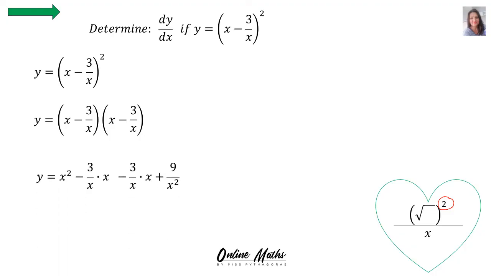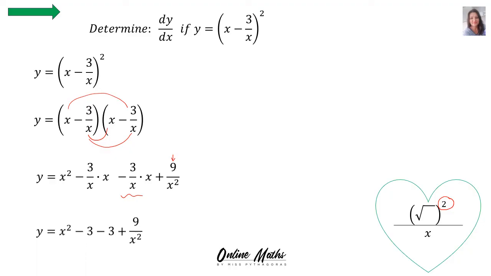x times x is x squared. The second term will be negative 3 over x times x, and then x times minus 3 over x, that's your third term there. And then lastly, a minus times a minus is a plus. 3 times 3 is 9. And x times x is x squared.